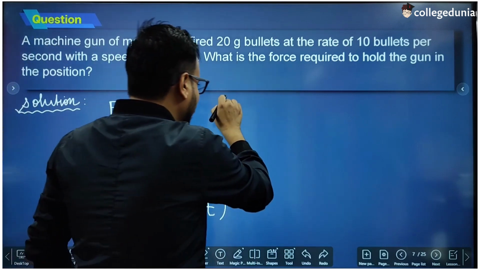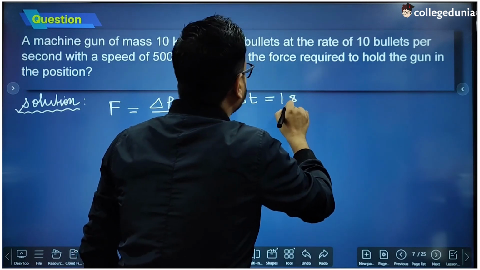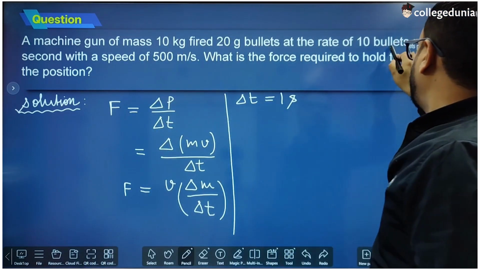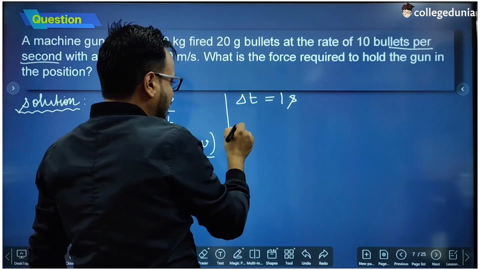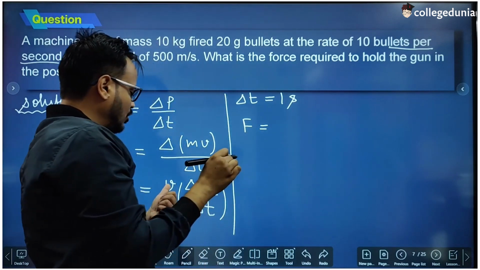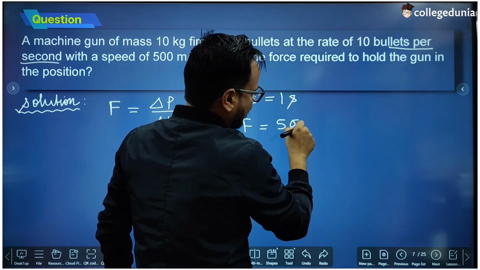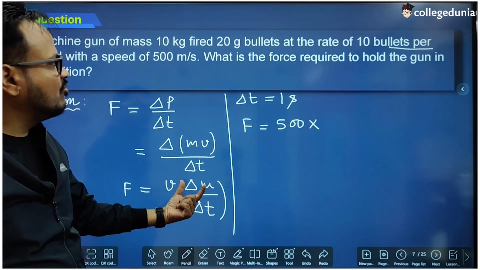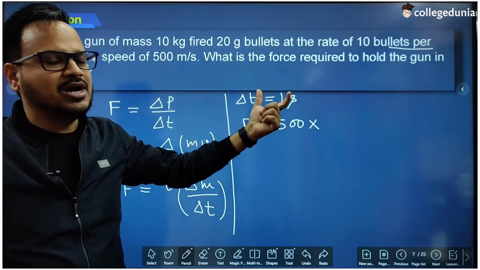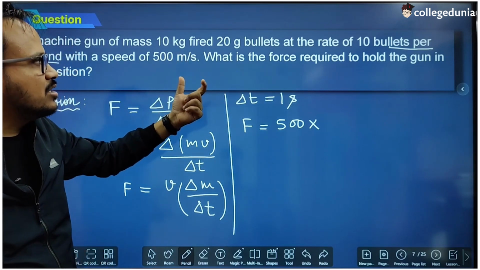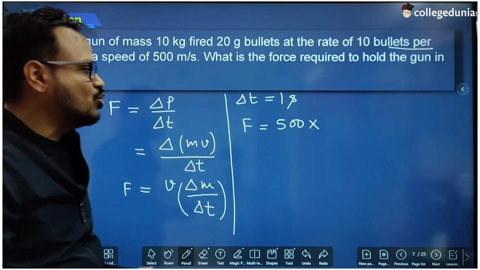If we take delta T as 1 second, because the data given in this question is for 1 second, right, per second. So if we take delta T as 1 second, then the force comes out to be velocity of each bullet is 500 meter per second, 500 into delta M. What is the change in mass? 20-gram bullets are fired, and total 10 bullets are fired in 1 second. So what is the total mass which is leaving the gun in 1 second? That is 20 into 10, that is 200 gram.